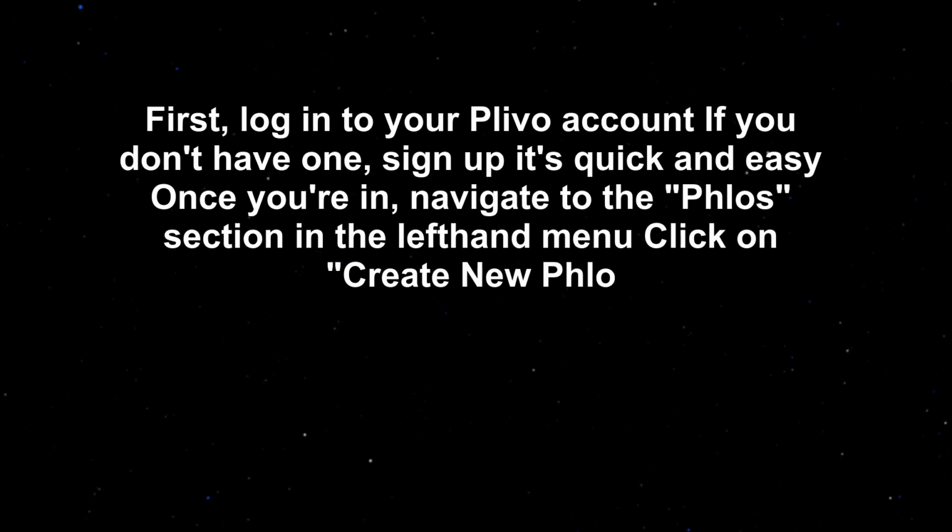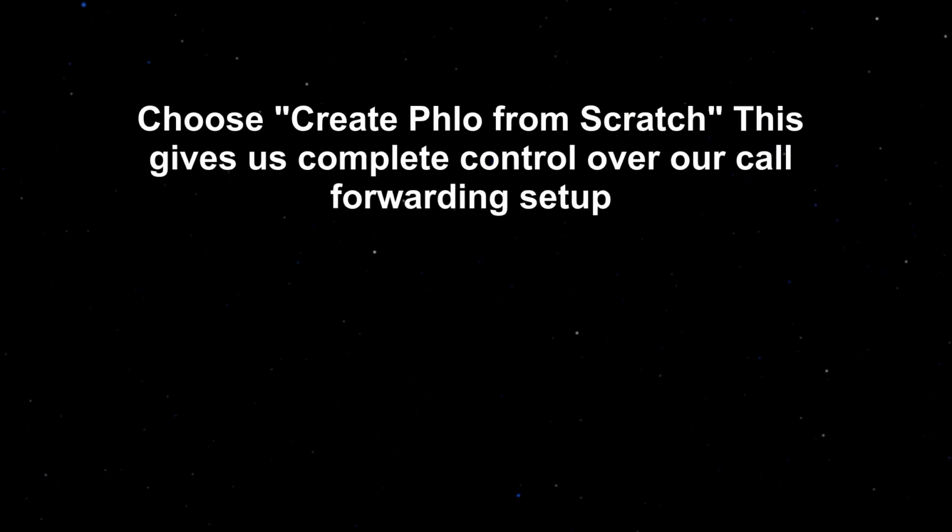First, log into your Plivo account. If you don't have one, sign up. It's quick and easy. Once you're in, navigate to the Flow section. In the left-hand menu, click on Create New Flow. Choose Create Flow from Scratch. This gives us complete control over our call forwarding setup.